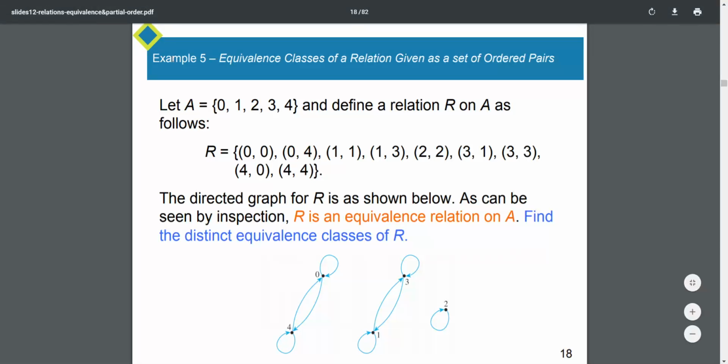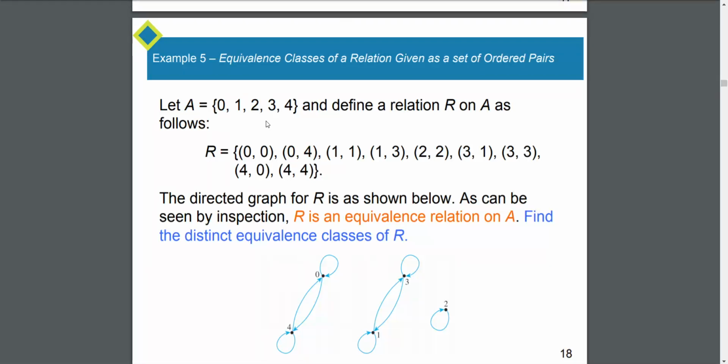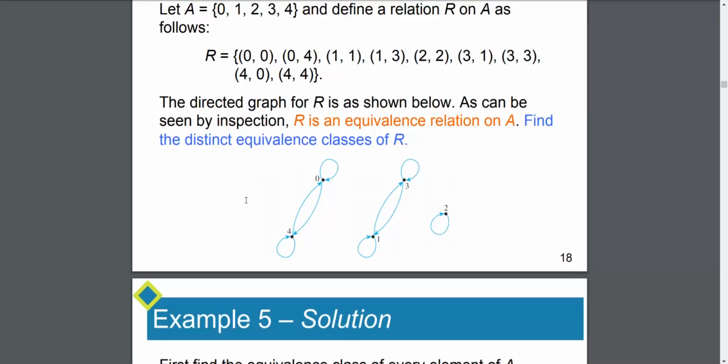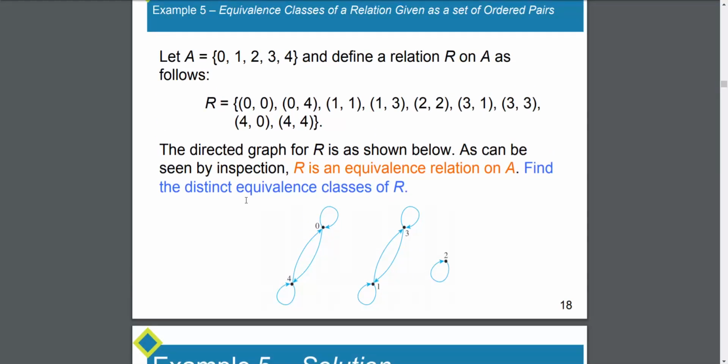Alright, let's see. Let A equal 0, 1, 2, 3, 4. So this is a set of these elements. And define a relation R on A as follows: (0,0), (0,4), (1,1), (1,3), (2,2), (3,1), (3,3), (4,4), and (4,0). So the directed graph of R is as shown below. As can be seen by inspection, R is an equivalence relation on A. Find the distinct equivalence classes of R.